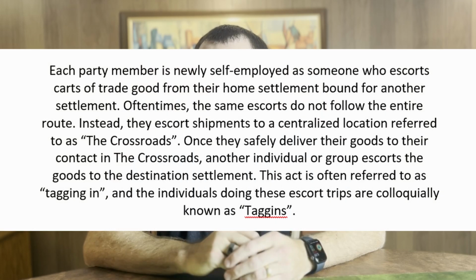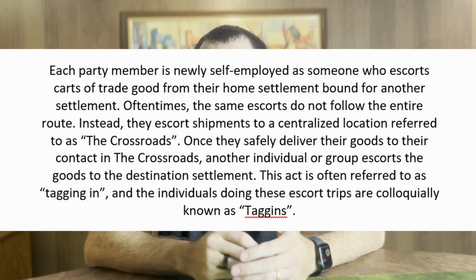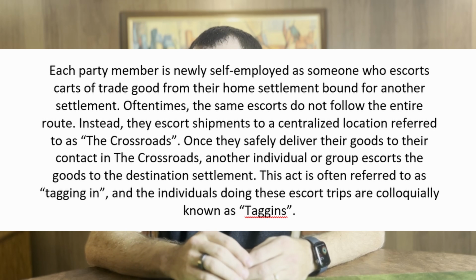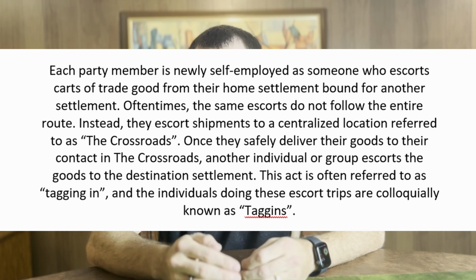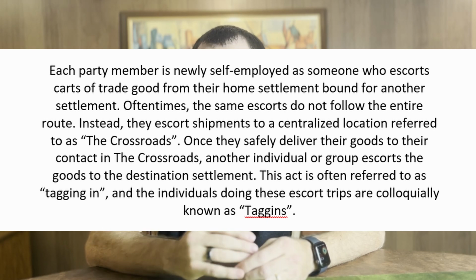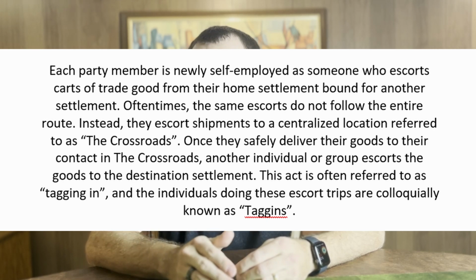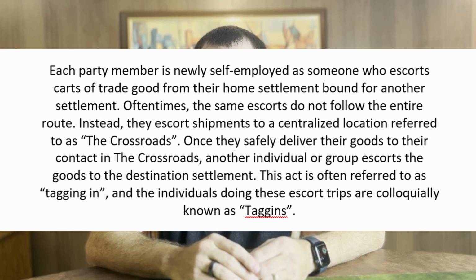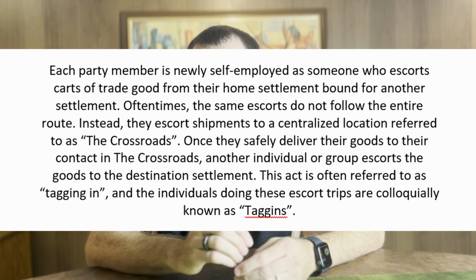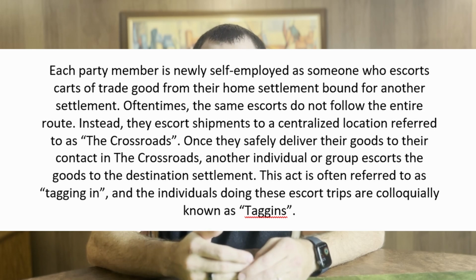Each party member is newly self-employed as someone who escorts carts of trade goods from their home settlement bound for another settlement. Oftentimes, the same escorts do not follow the entire route. Instead, they escort shipments to a centralized location referred to as the crossroads. Once they safely deliver their goods to their contacts in the crossroads, another individual or group escorts the goods to their final settlement. This act is often referred to as tagging in, and the individuals doing these escort trips are colloquially known as tag-ins.